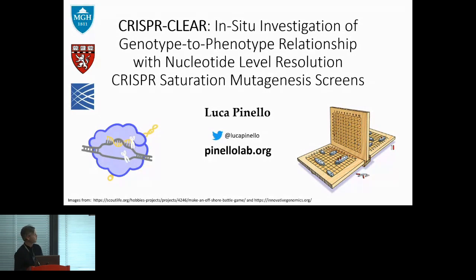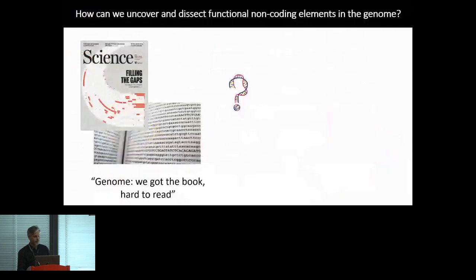I want to introduce CRISPR-CLEAR, a new CRISPR screen modality to investigate the relationship between genotype and phenotype at nucleotide-level resolution. As we know, last year we finally got the fully assembled genome thanks to long-read sequencing. And as Eric Lander said, back in 2000 we got the book. It's hard to read. I think it's still hard to read.